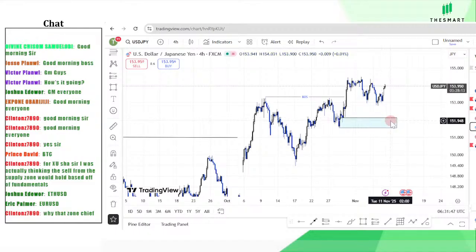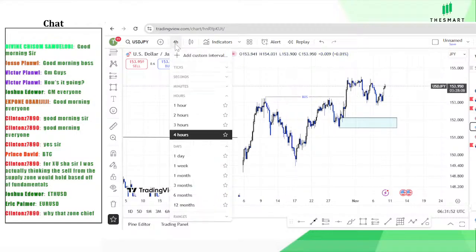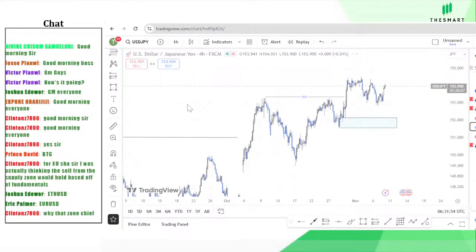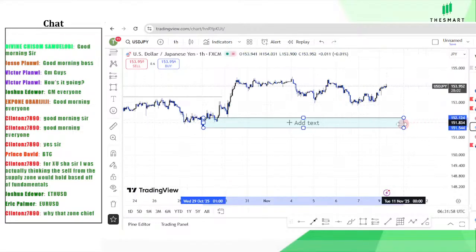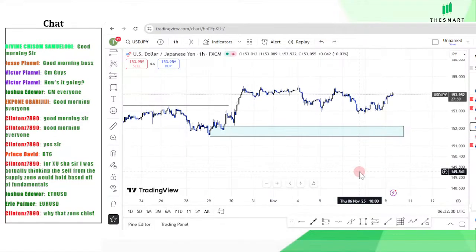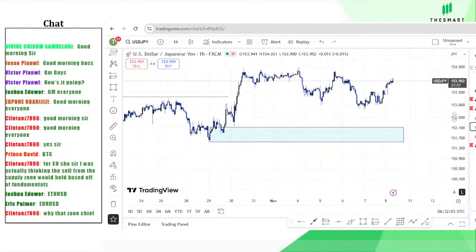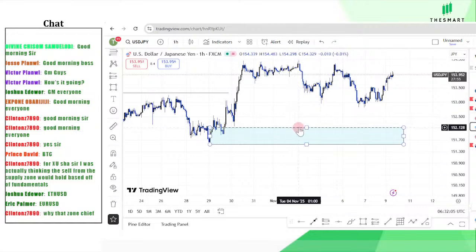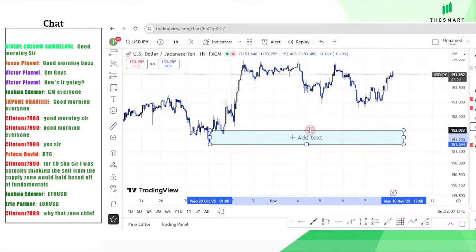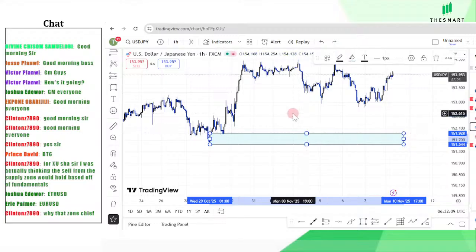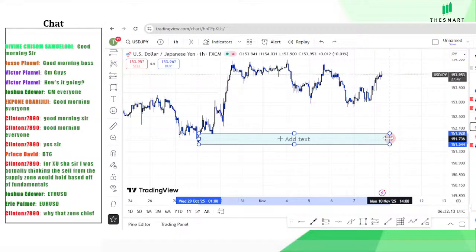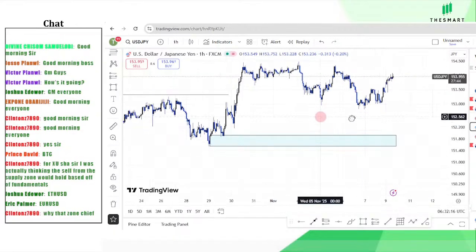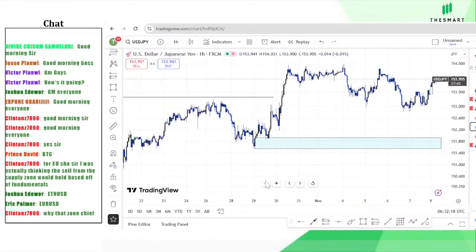So now looking at this level, let's go down to the 1 hour to understand if we have any trade idea for this. So on the 1 hour, let's refine this order block. Okay, so this is what I have on the 1 hour here. This is what we have on 1 hour price action.